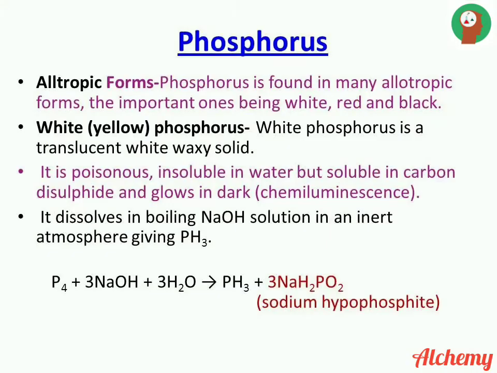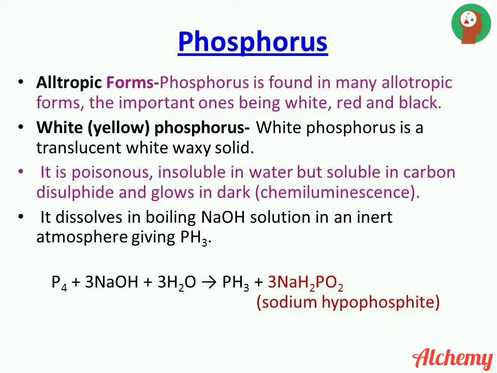Next we will discuss phosphorus. Phosphorus is found in many allotropic forms, the most important ones being white, red and black. White phosphorus is a translucent, white, waxy solid. It is poisonous, insoluble in water, but soluble in carbon disulfide, and glows in the dark, which is called chemiluminescence.